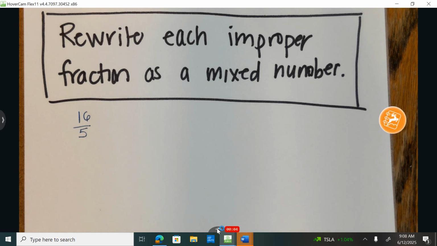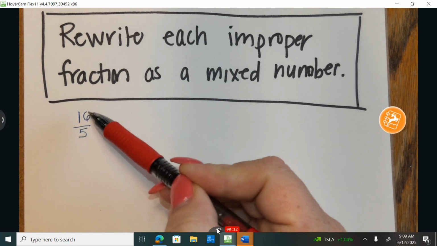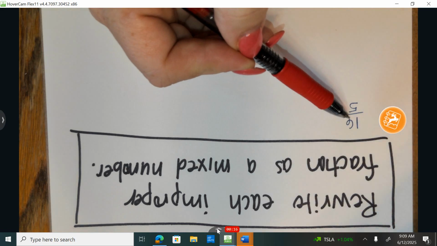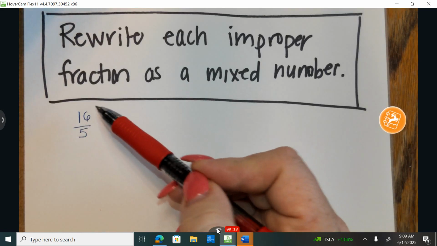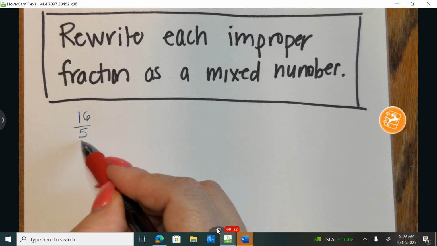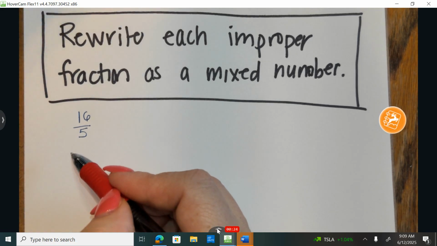In lesson 1, you learned how to rewrite each improper fraction as a mixed number. As a quick reminder, an improper fraction is when you have a ratio, so you have two values, and the value in the numerator, which is the number in the top portion of the fraction, is larger than the number in the bottom portion of the fraction.